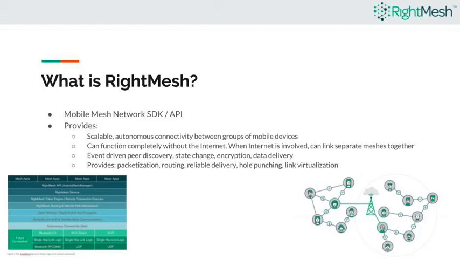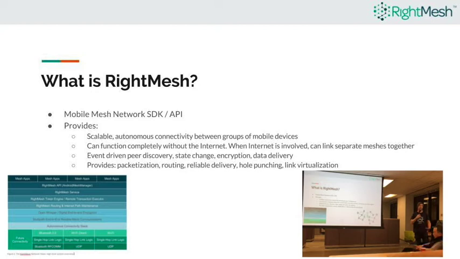So our library specifically, the stuff that we provide to app developers, is scalable autonomous connectivity between groups of mobile devices. What that complicated sentence means is that the phones will discover how to find each other, and all the protocols that we've developed support that, so that the developer doesn't need to know anything about a mesh network. The phones will just appear. There are events that get generated when a phone joins the network, when a phone leaves the network, and when data arrives at a specific phone, and we abstract all the complexity of that away from the developers themselves.